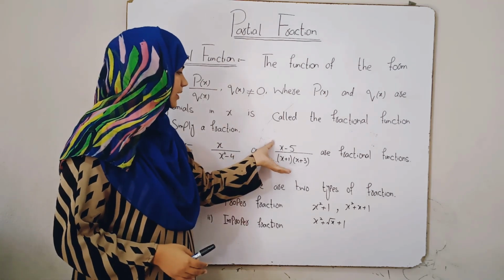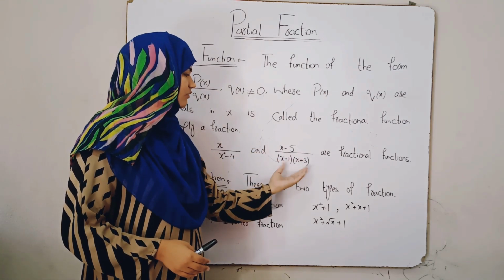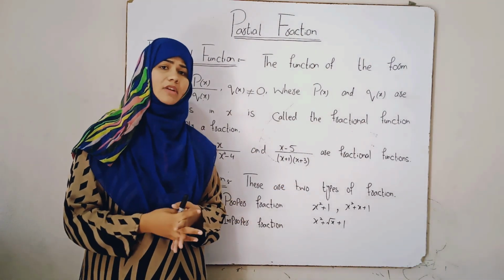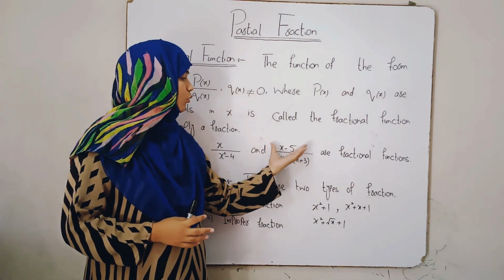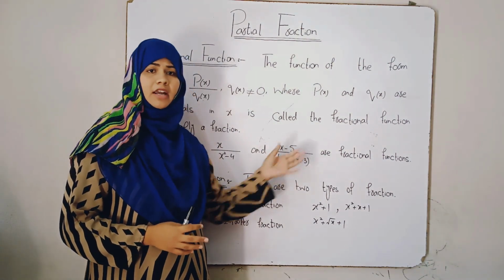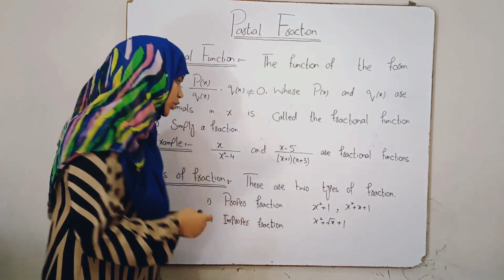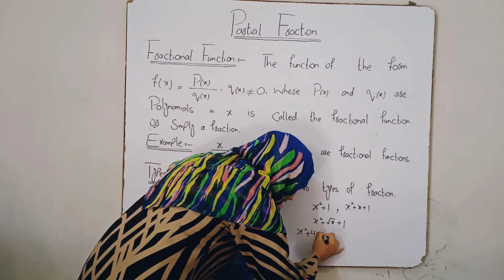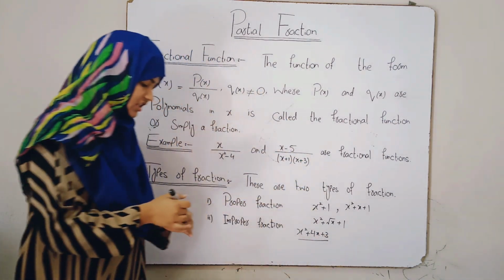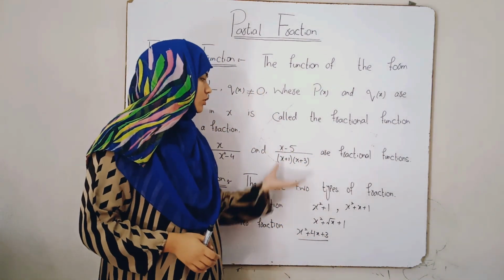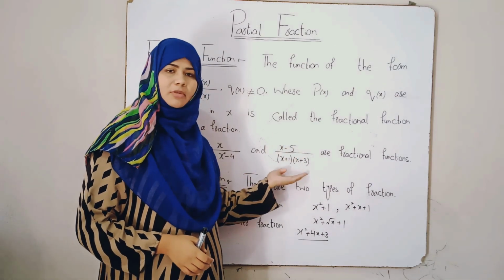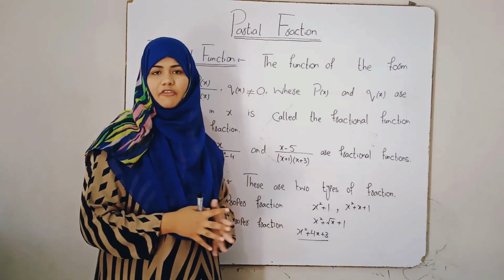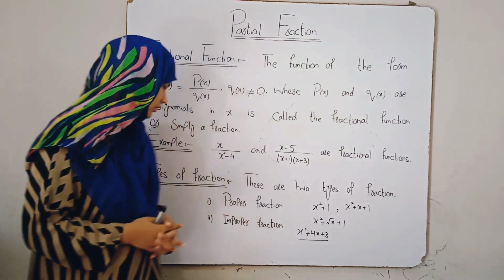Here we have another expression that is x minus 5 over x plus 1 into x plus 3. In this expression clearly you can see that in numerator we have a polynomial of degree 1 and in denominator we have a polynomial that is x square plus 4x plus 3, which is a polynomial of degree 2. So in numerator and denominator we have polynomials. This expression is called a fractional function or simply a fraction.